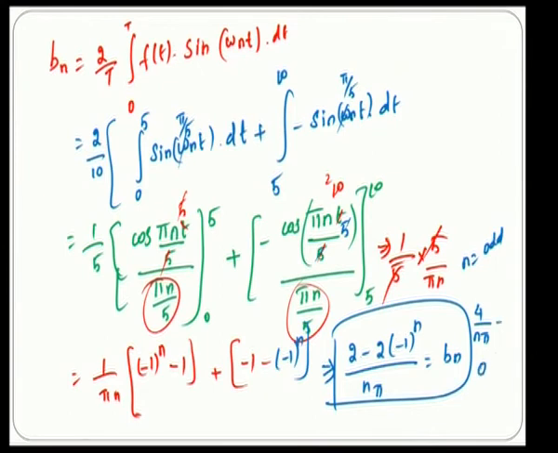So for odd, you get 4 by n pi. For even, the value is 0. So this is the Bn value. Bn equal to 4 by n pi for n equal to odd, and the Bn value is 0 when n equal to even. Okay. So now we have to execute this program in MATLAB.